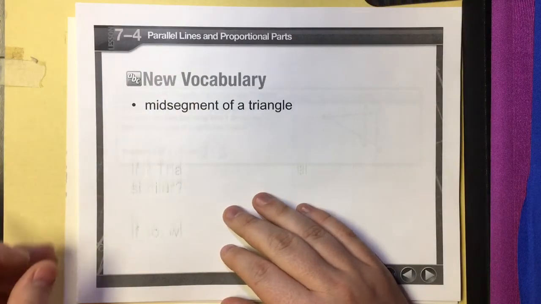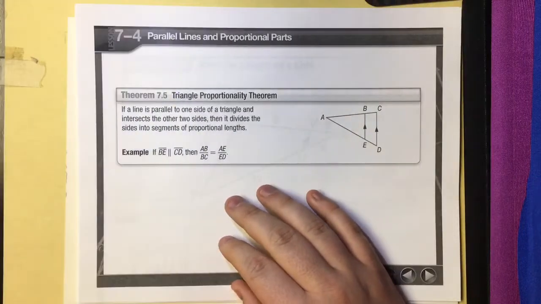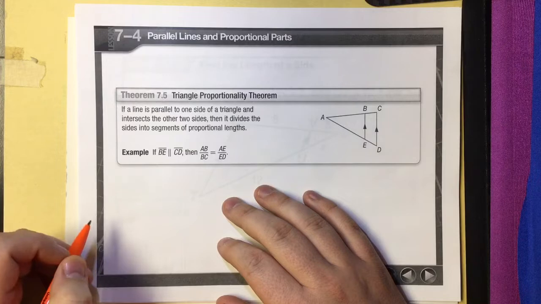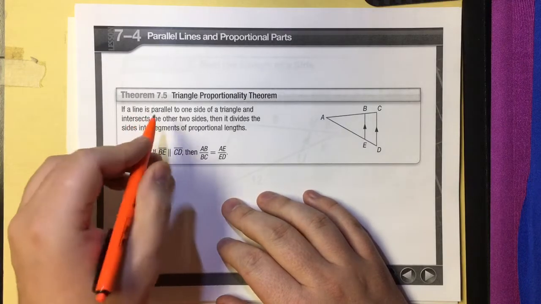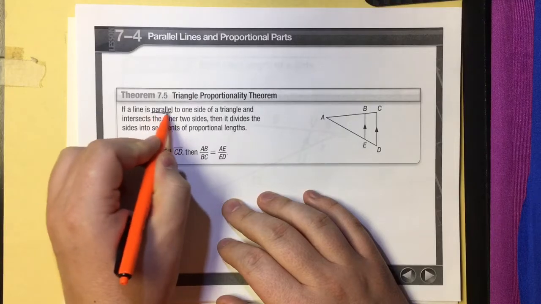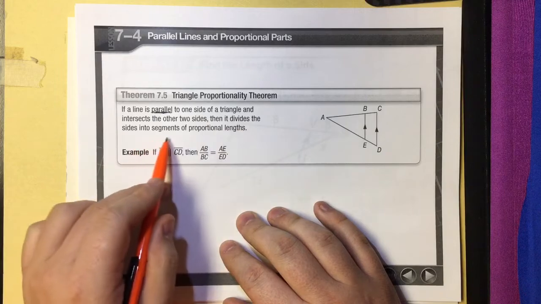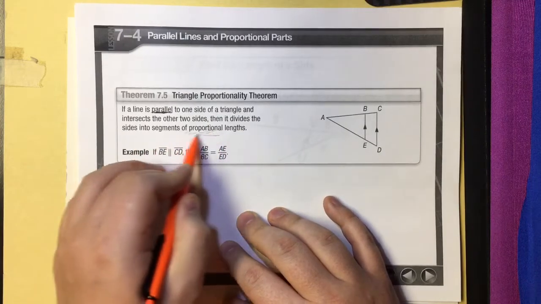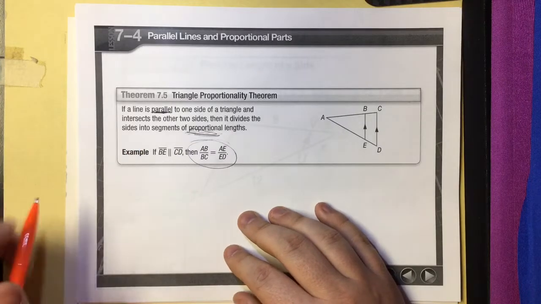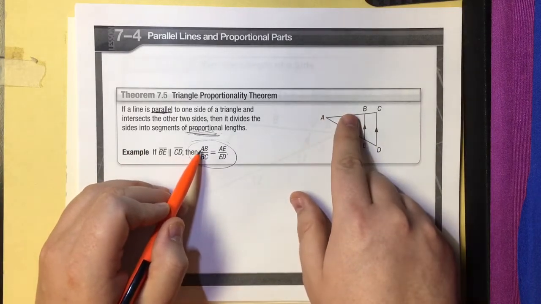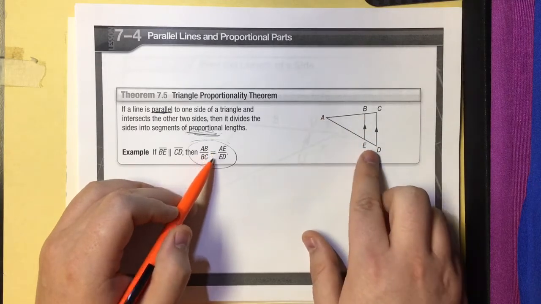All right, so 7.4, we're going to be talking about a mid-segment of a triangle, but we'll get to that in just a bit. So here we go, starting out, our triangle proportionality theorem. It says if a line is parallel to one side of a triangle and intersects the other two sides, it divides it into proportional lengths. Remember, proportional means that their ratios or fractions are equal. So AB over BC is equal to AE over ED.